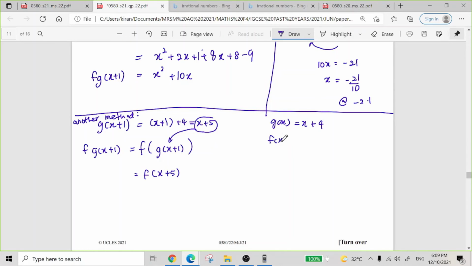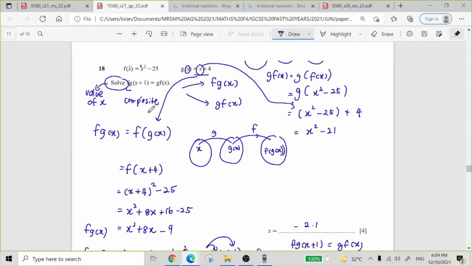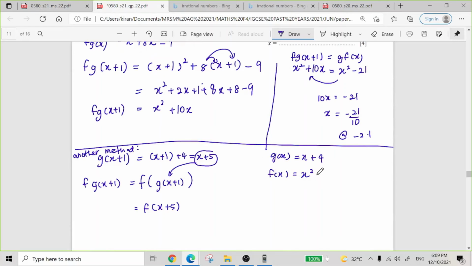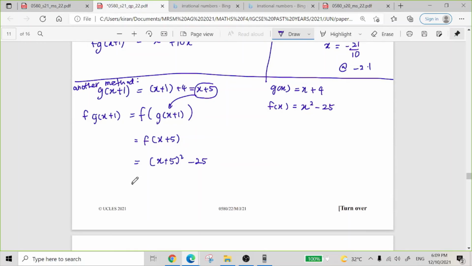As we know, function f is x square minus 25. So kita just masukkan. So x plus 5 square minus 25. Okay, so kita calculate it. So x square plus 10x plus 25 and then minus 25. Yes, we still get x square plus 10x. It's much easier, I think. Okay, you can choose either one.